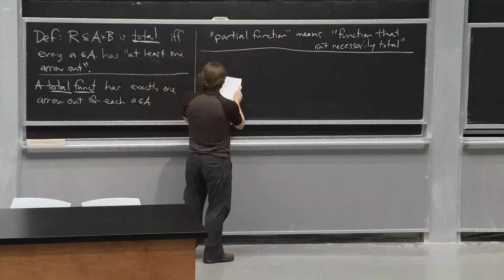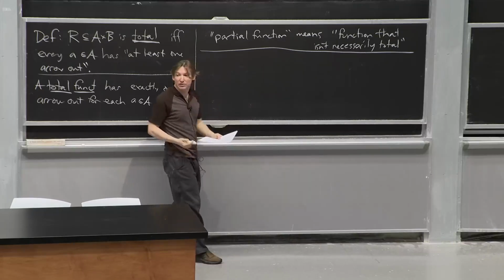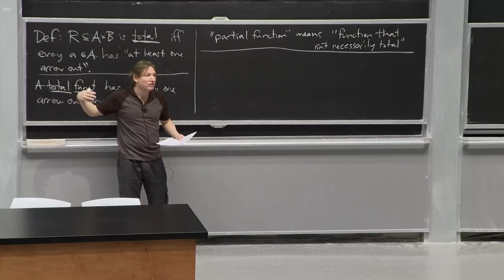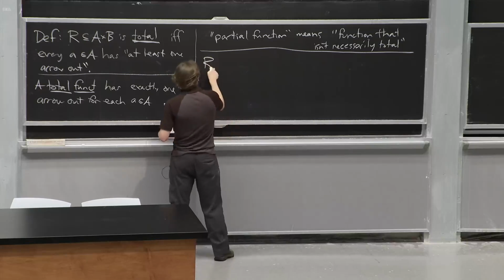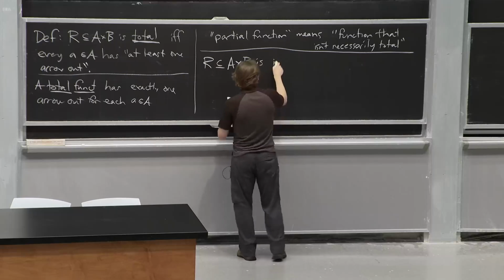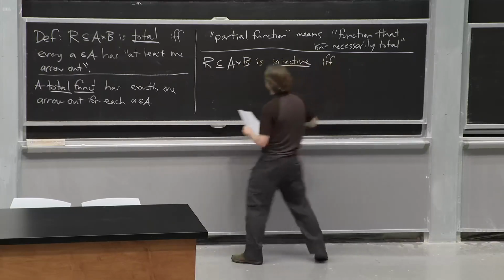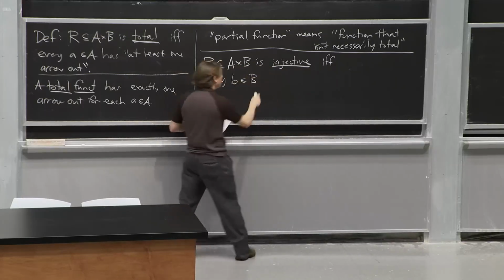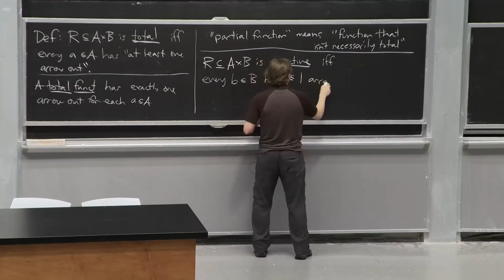great. We have similar terminology for arrows in instead of arrows out. So far we've looked at total and function, which are talking about how many arrows are coming out of the left side. We can also ask how many arrows are coming into the right side. So we'll say that R, which is a relation between A and B, is injective if and only if every element on the right side has at most one arrow in.